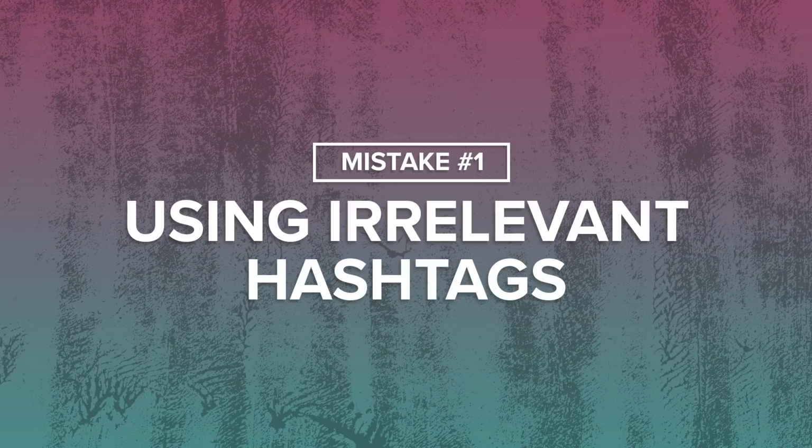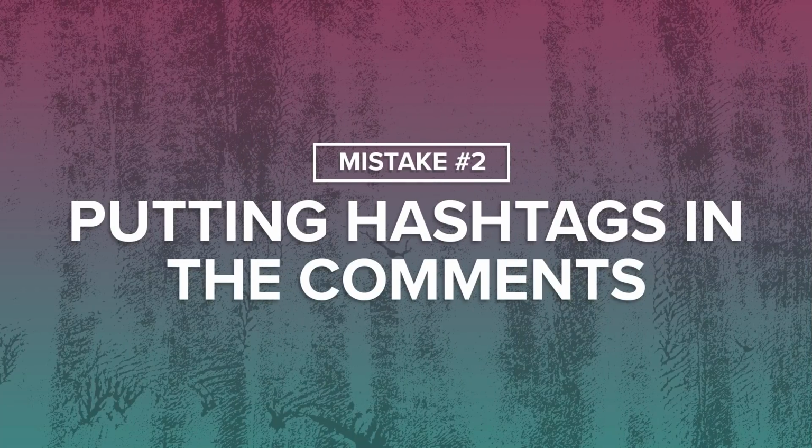One, using irrelevant hashtags. If you use irrelevant hashtags, TikTok is then going to show your content to the wrong audience. You are not going to get a lot of watch time. You are not going to then get views or followers from your posts. So please do not use irrelevant hashtags. Secondly, putting hashtags in the comment section. Do not do that. I don't know why people do that. I don't even know why people do that on Instagram. Stop doing that. It does not help your content. It doesn't help your content get pushed out. You literally just look like an idiot.